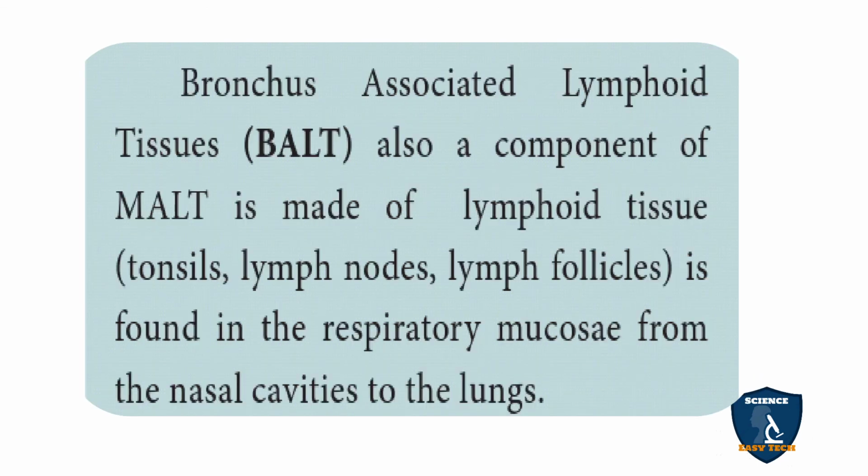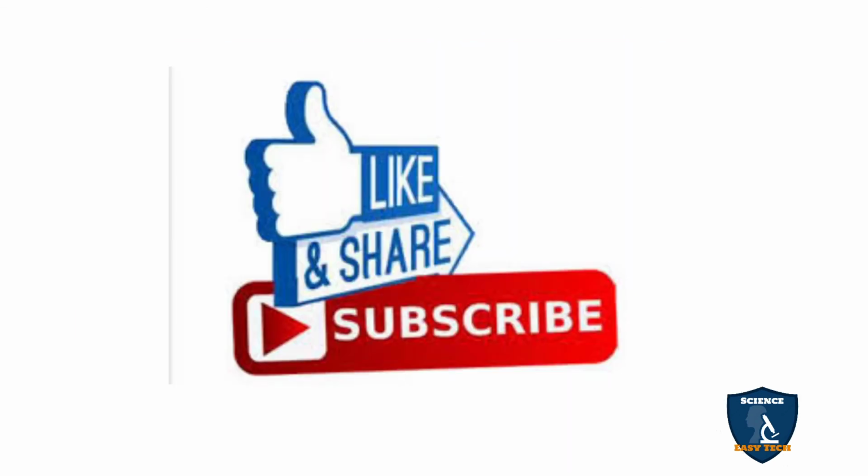Bronchus associated lymphoidal tissue, BALT. It is also a component of MALT only. It is made up of lymphoidal tissue, seen in the tonsils, lymph nodes and lymph follicles. It is found in the respiratory mucosa from the nasal cavity to the lungs. That region is called BALT, because there the lymphoidal tissue works.